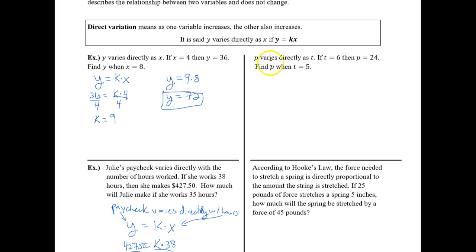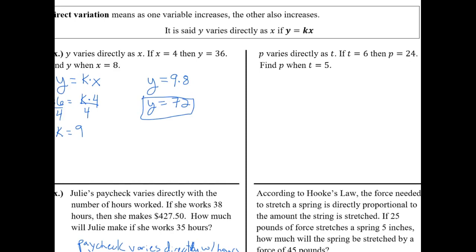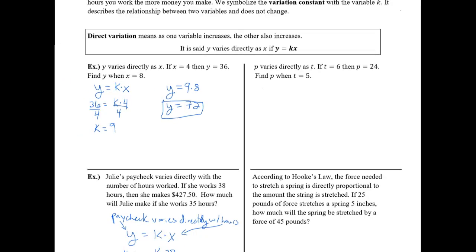The next example says P varies directly as T. Okay, so it's different variables, but it's the same idea. So P varies directly as T. Right? So P came first and it's varying directly. So then that means it's K times T. Then it says if T equals 6, then P equals 24. So I plug those in. 24 for P, don't know K, T is 6. Divide both sides by 6, and K equals 4.